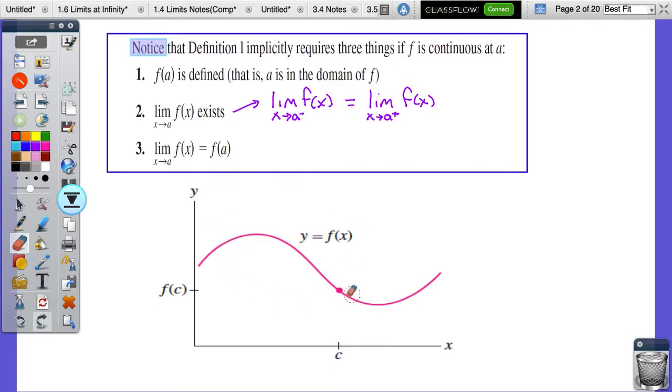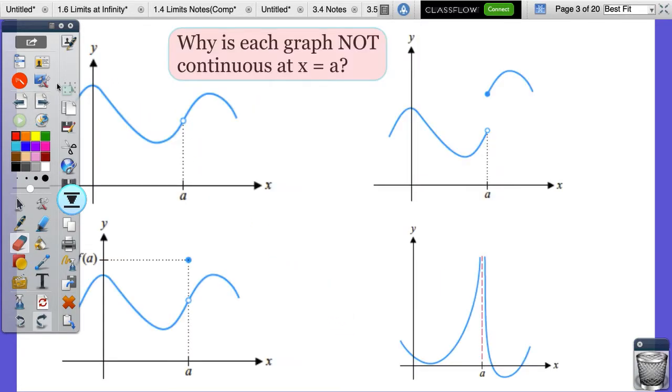All right, so the graph down here is a function that is continuous at this value of c. You actually have a point there, and from the left and the right, you're both going to that point, so they're equal, and it is continuous. All right, if you look at your next slide, all 4 of these graphs are not continuous. They're discontinuous.